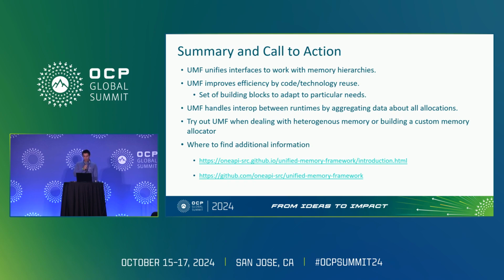And my call to action would be, if you are working on heterogeneous memory systems, whether it's a system with CXL or whether it's a system with GPU memory, try out UMF. And it might also be helpful while building a custom memory allocator due to its pluggable nature for heap managers and memory pools. And on the links below, you can find some more information.